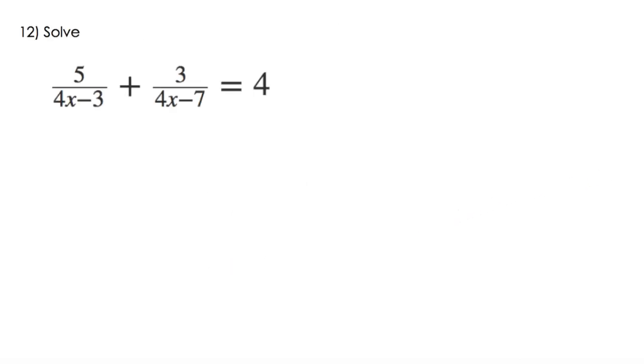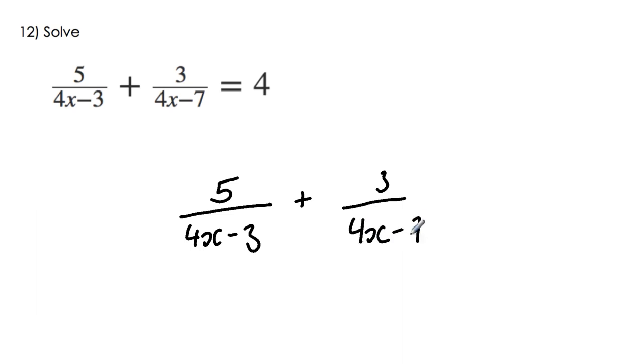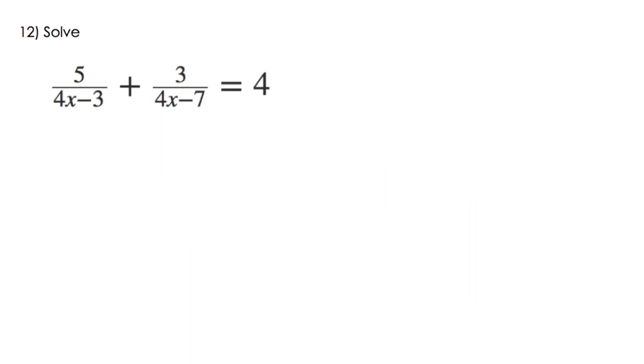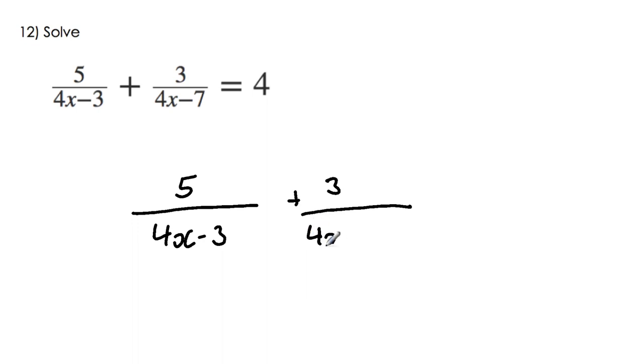Question 12. Solve 5 over 4x minus 3 plus 3 over 4x minus 7 equals 4. So the first thing I'm going to do, I'm going to write the question out over here. So we have 5 over 4x minus 3 plus 3 over 4x minus 7 equals 4.